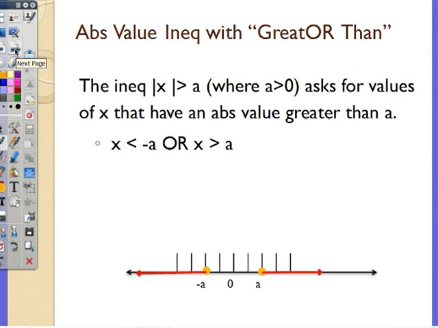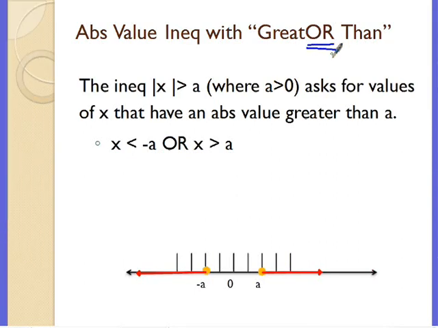Let's start with absolute value inequalities with greater than. This is really an important little mnemonic device. When we have greater than in our inequalities, then we want to turn those into or problems. The inequality, you're going to write this down. Absolute value of x is greater than a, where a is greater than 0. Ask for values of x that have an absolute value greater than a. So x is less than -a, or x is greater than +a.